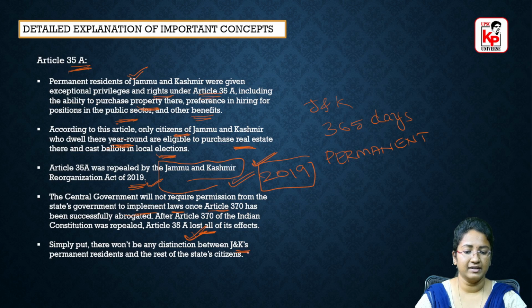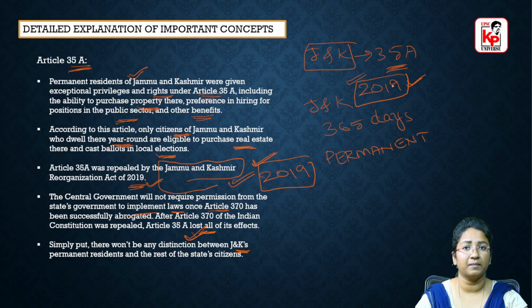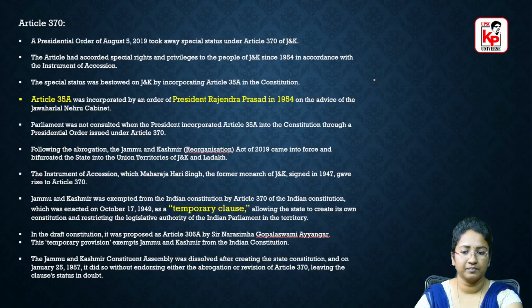Right. So there won't be any distinction between permanent residents of Jammu and Kashmir and the residents of other states of our country. Till now, if we, as permanent residents of our state, wanted to buy a property in Jammu and Kashmir, we could not do so because there was Article 35A. Only permanent residents of Jammu and Kashmir could do so. But now, after this decision, the presidential order of 2019, we can also go and buy a property in Jammu and Kashmir, right?